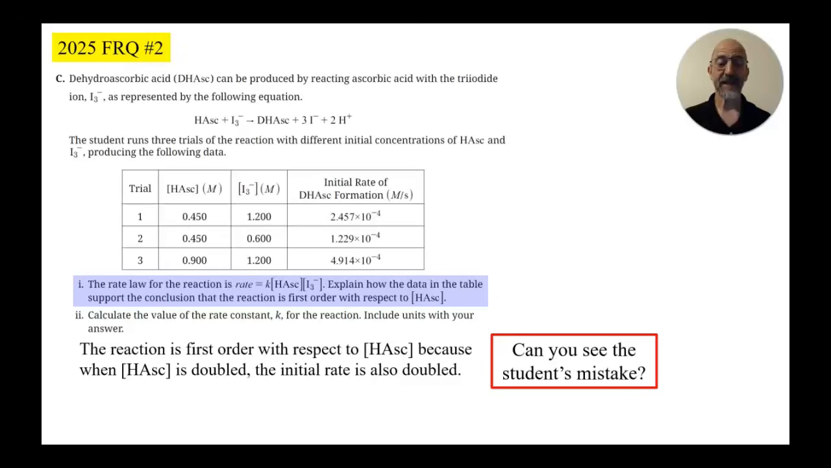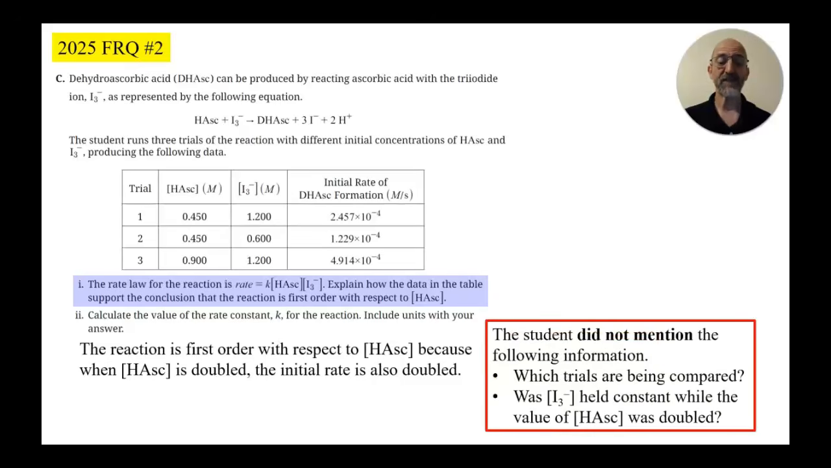So the mistake is that they're simply giving us a general statement about double the concentration, double the rate, but the student did not mention the following information. Which trials are being compared? And was the concentration of the triiodide ion, which is the other reactant in this reaction, held constant while the value of the concentration of the ascorbic acid was doubled? So hopefully you can see why that response of simply concentration of that chemical was doubled and the rate was doubled is too vague and not very specific, referring to the data from the table.